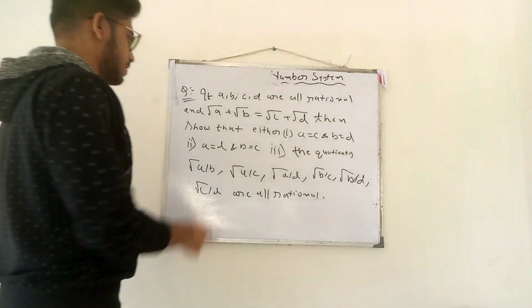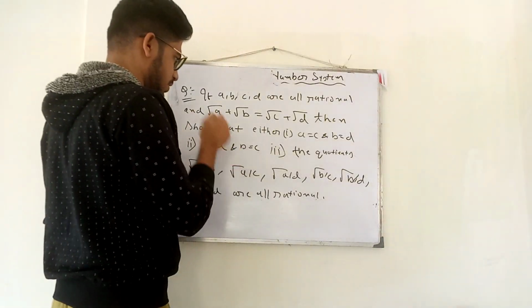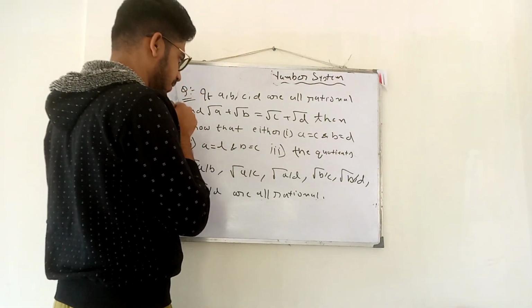Okay, now here we go. A is equal to D and B is equal to C, and then A is equal to C and B is equal to D.